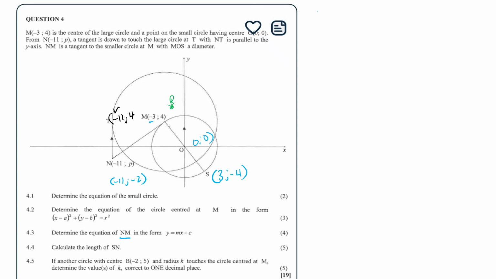Determine the values of K, correct to 1 decimal place. So they're saying the radius K touches the circle centered at M. If this is the circle for B, the radius touches this circle centered at M, right? So firstly, we have to find the distance between B and M. After finding the distance between B and M, for us to determine the value of K, we have to add and subtract, right? So we must have two K values.